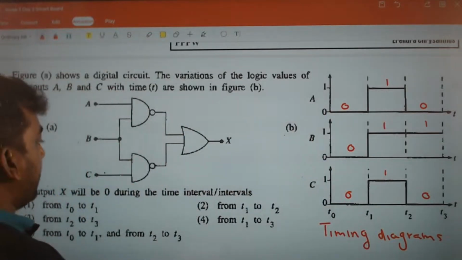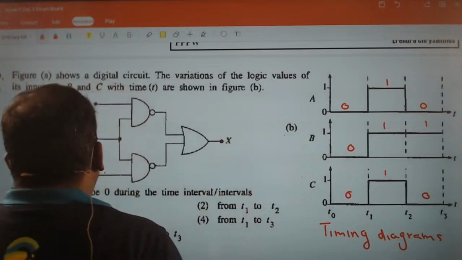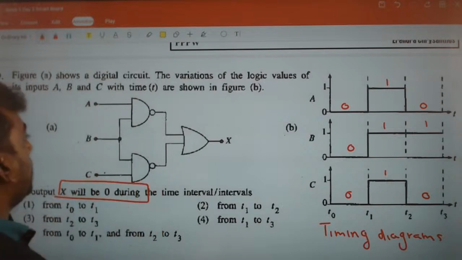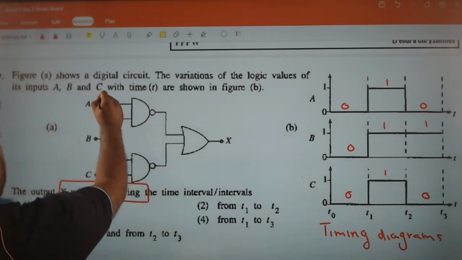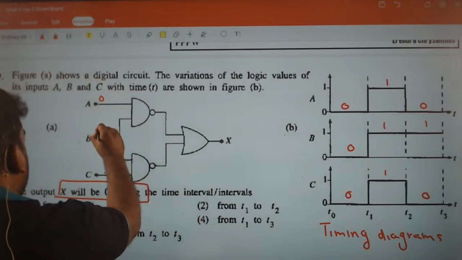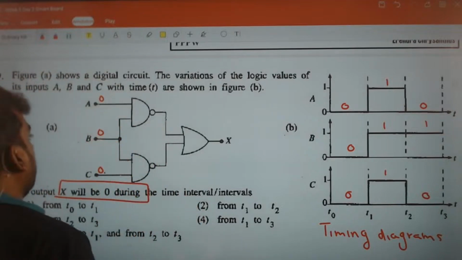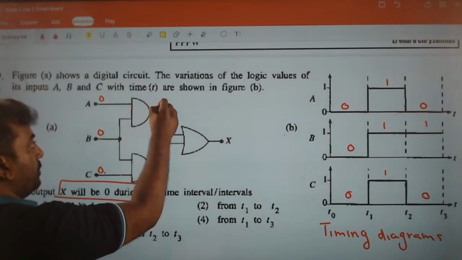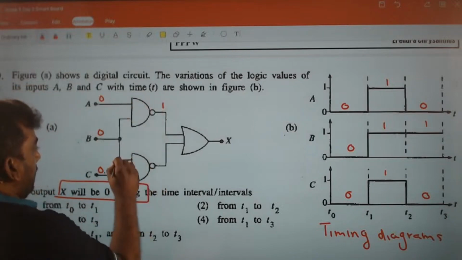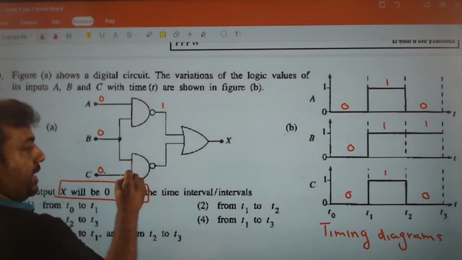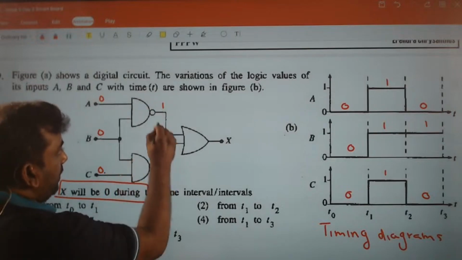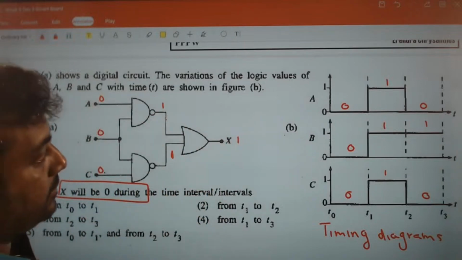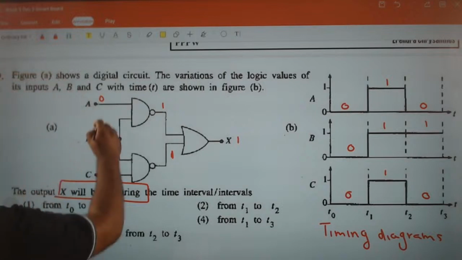Output X will be 0 in which time interval? Let's see. Here A 0, B 0, C 0. Right, let's see. 0, 0 should be AND gate 0, NAND gate should be 1. Here 0, 0, AND gate should be 0, NAND gate should be 1. 1, 1 means output is 1. Right. Next one, 1, 1, 1.